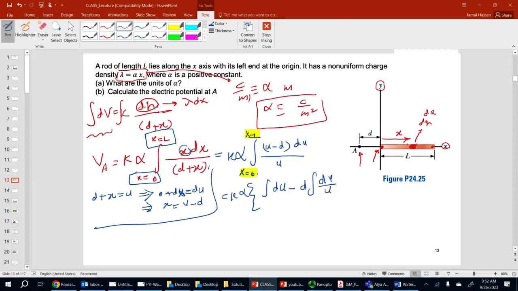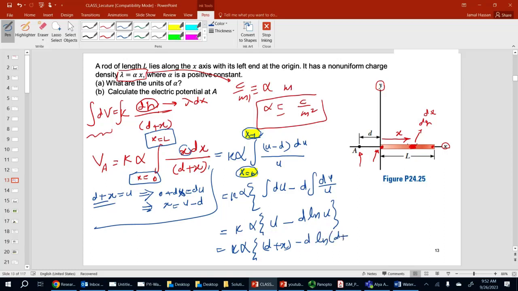Remember, I am still keeping the limit of integration as x. Okay, so this is equal to k lambda, this is u minus d ln u. Because I kept the limit of integration with x, I'm going to change back u into the original variable. Remember, u was d plus x, so it's d plus x, right? Minus d, ln u means ln of d plus x.